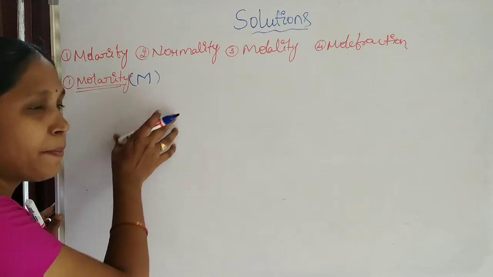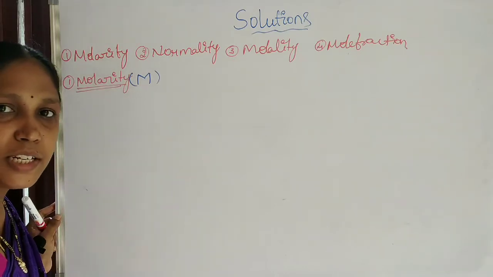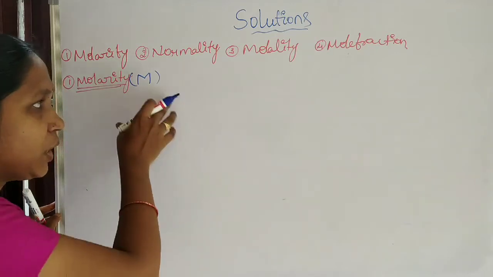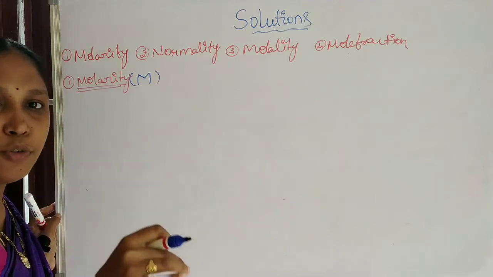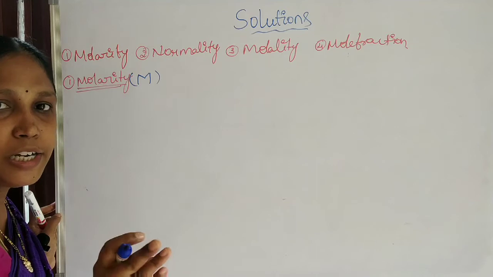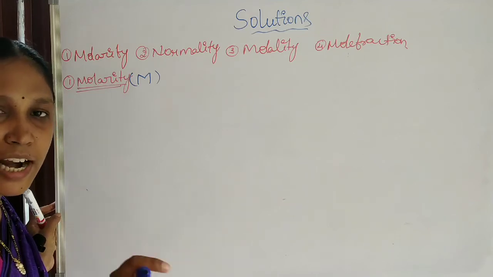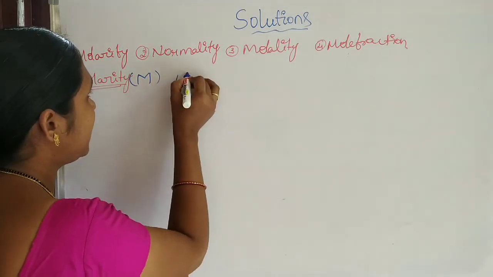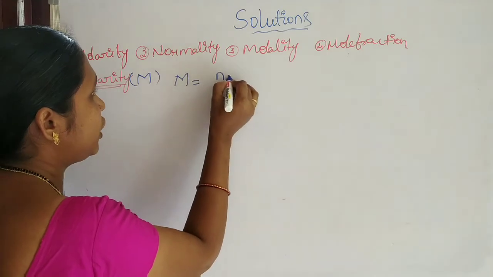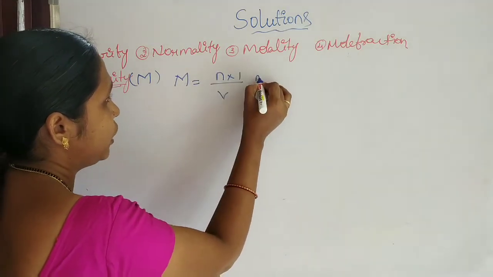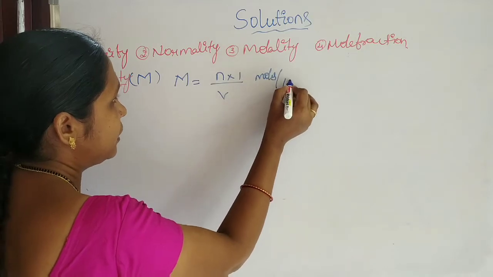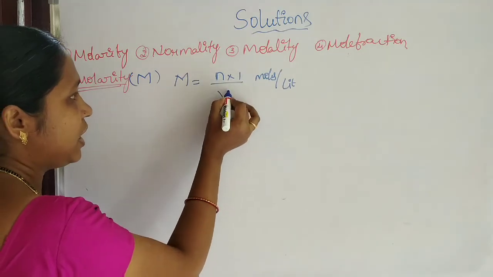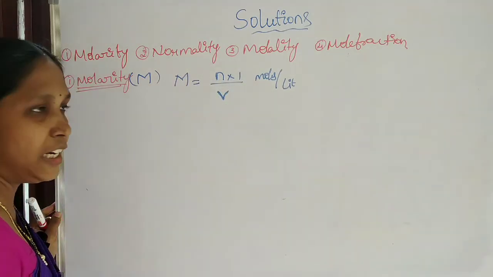Molarity means the number of moles of solute present in 1 liter of solution. Here we are calculating the number of moles of solute present in 1 liter of solution. Molarity is equal to N into 1 by V, moles per liter. Here N is the number of moles and V is the volume of solution in liters.